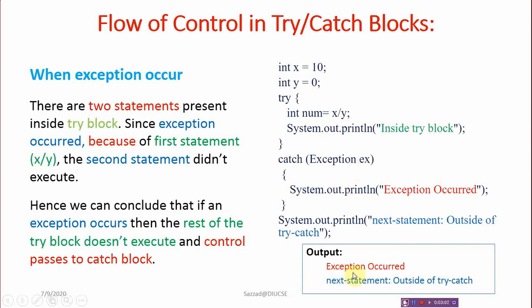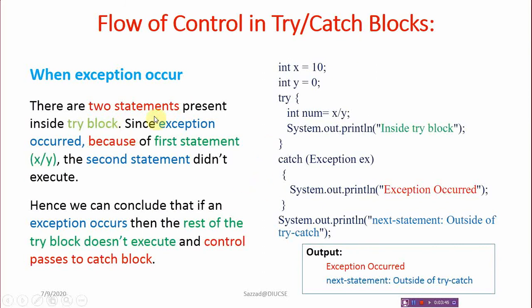The output will be that the exception occurs, that means the statement inside the catch block, and then the next statement outside the catch block. So we can say that now we have solved the problem that when an exception occurs, the remaining statements after the exception will not execute. The problem has been solved by using try and catch. In the previous example, no exception occurred, still the next statement executed. In this example, yes, an exception occurred, but still the next statement is executed. So this is the benefit of using exception handling.